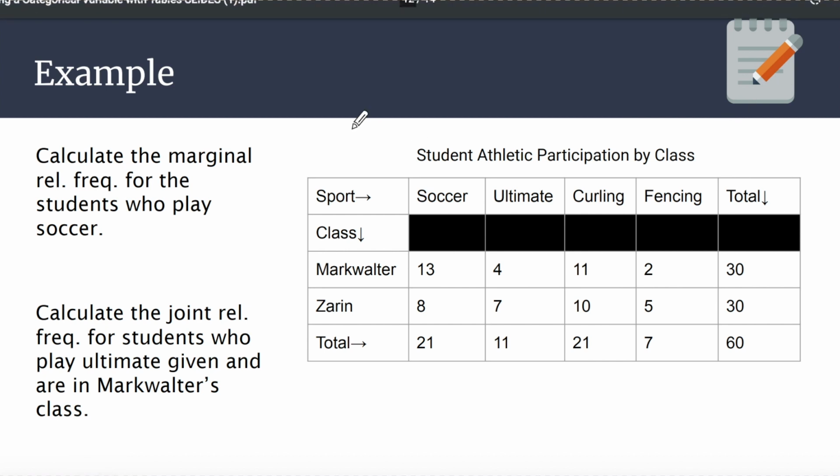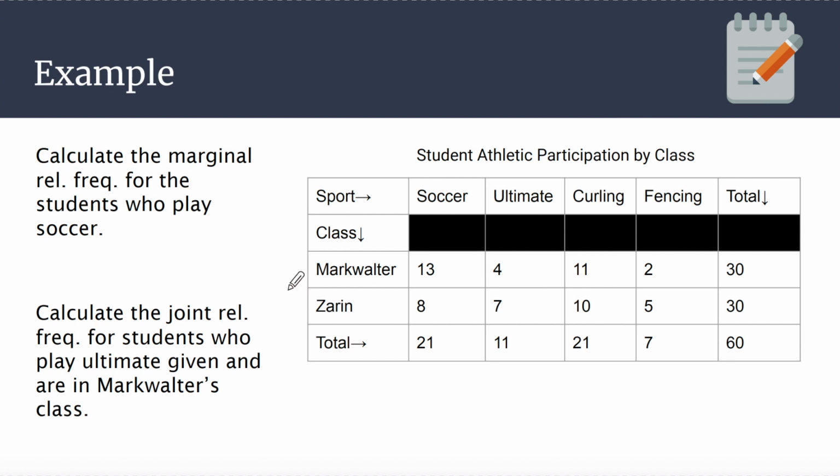All right, so let's take a look at some examples here using that vocabulary we just learned. Let's calculate the marginal relative frequency for students who play soccer. We're going back to that student athletic participation by class table, so you can go back to where you had it in your notes, and we're going to do some labeling here. So the marginal relative frequency, that's the stuff on the edges, right? It has to do with comparing to the total.